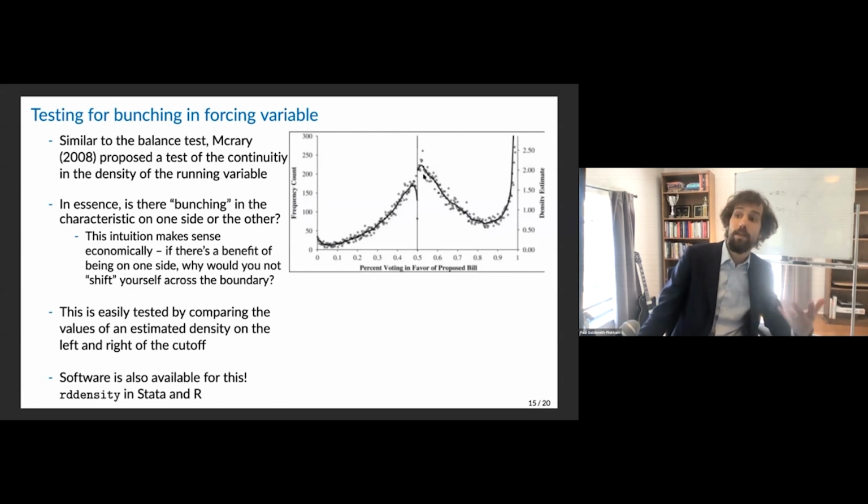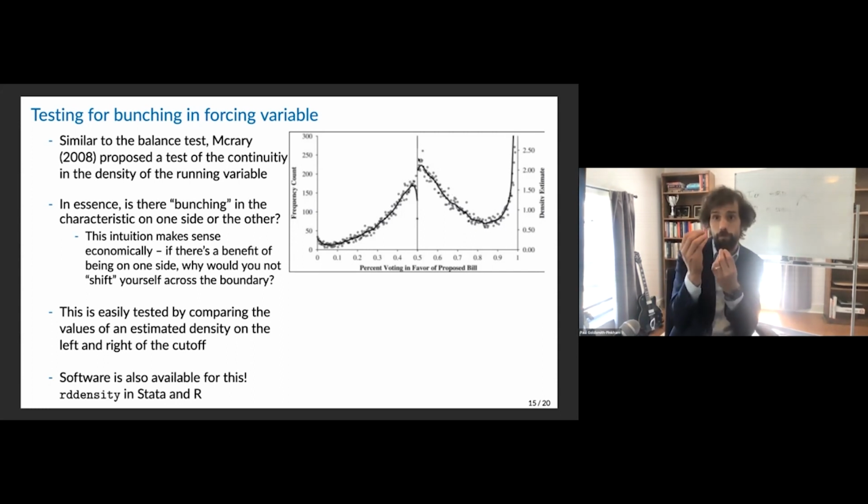The way you run this, intuitively and econometrically, is that we talked about estimating densities on the left and on the right. All you would do is estimate the density coming in from the left and the density coming in from the right and compare the two. The difference in those densities is a test statistic, and you can test whether or not you reject continuity in that variable. Fortunately, you don't have to write that code yourself. There's a very nice statistical package in Stata and in R to do this sort of exercise.